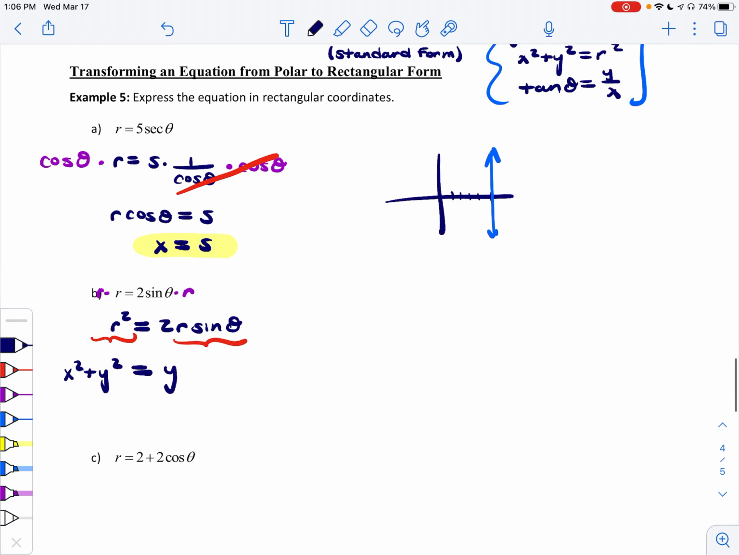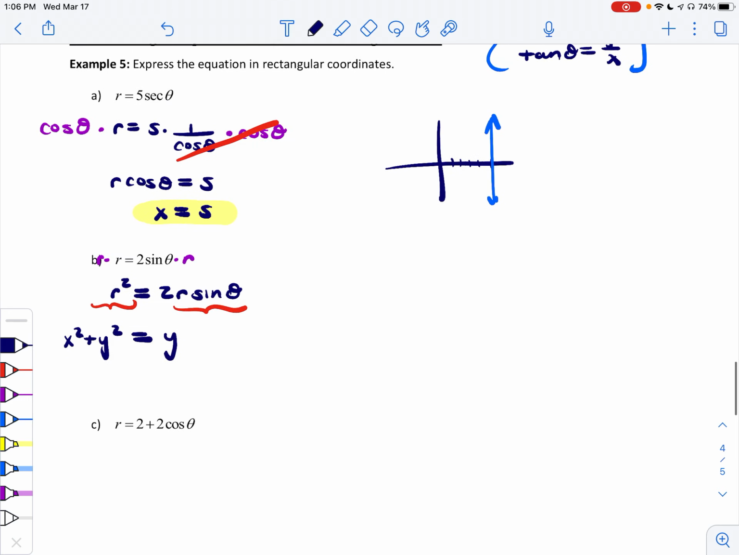Okay, so we've gotten rid of our r's and thetas, we've replaced them with x's and y's, so that is going to be our answer. Now this type of equation, we haven't actually looked at this yet. Our whole fifth unit is going to be focused on equations like this. This is something called a conic equation.